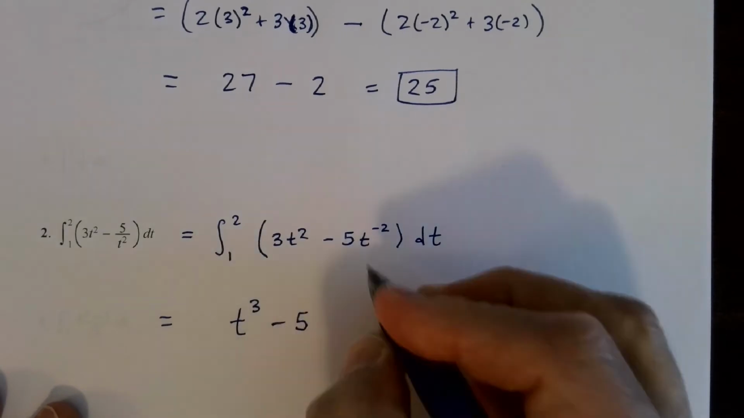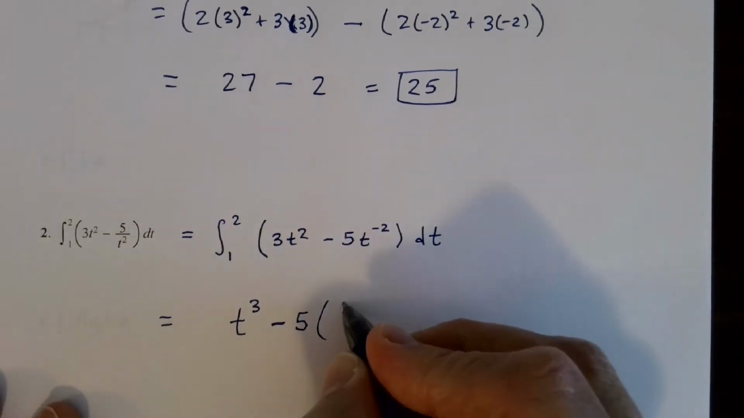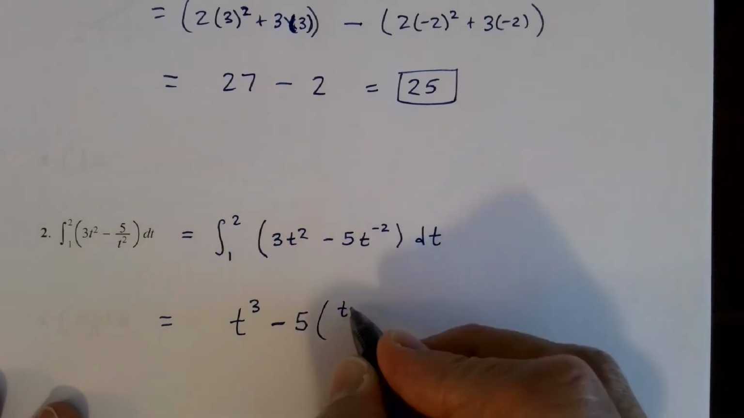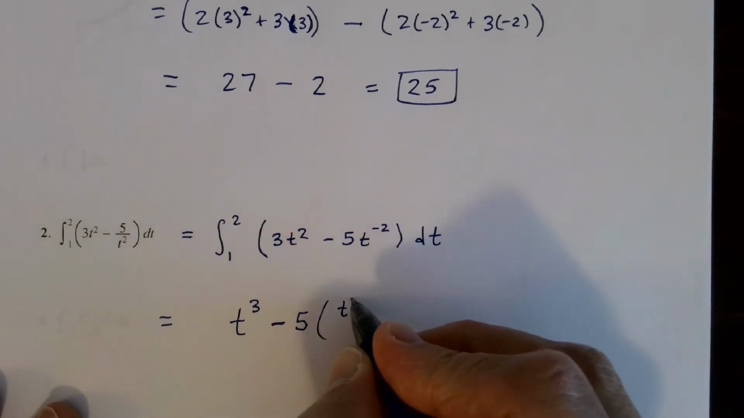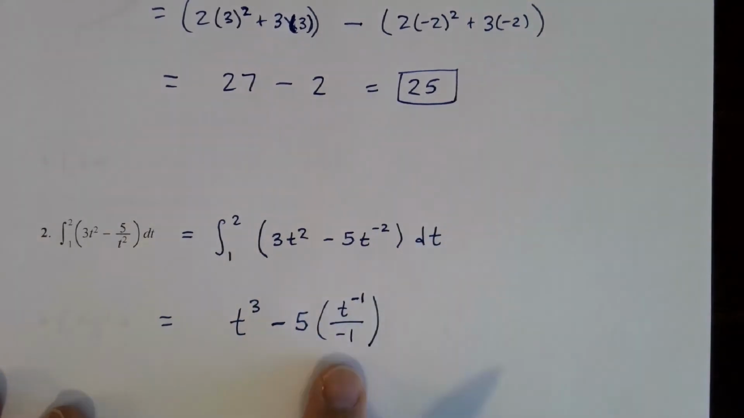Here, the 5 is a constant multiple, so minus the 5. And then what's the antiderivative there? Remember, it's the power rule. Add 1 to negative 2, which gives me negative 1, and divide that by negative 1. So there's the antiderivative.